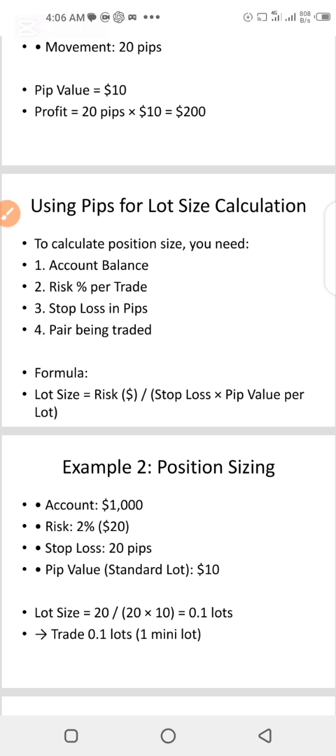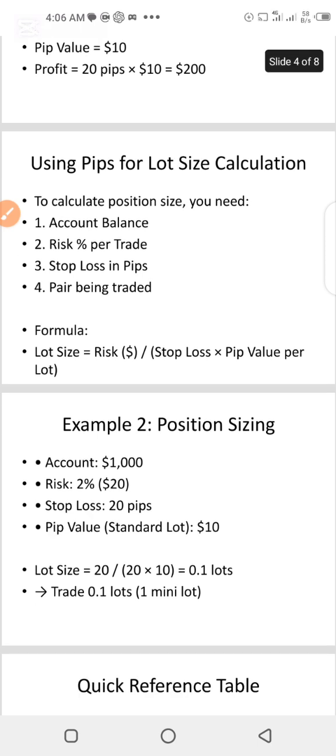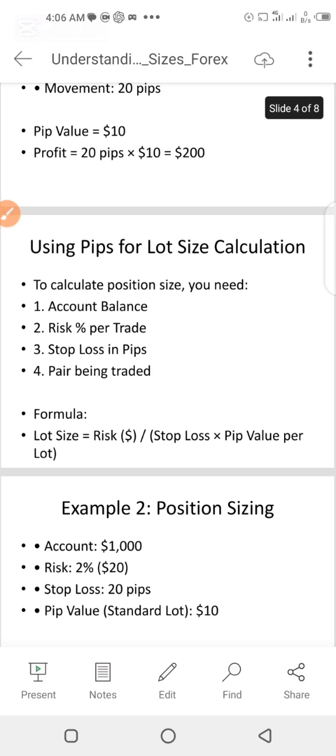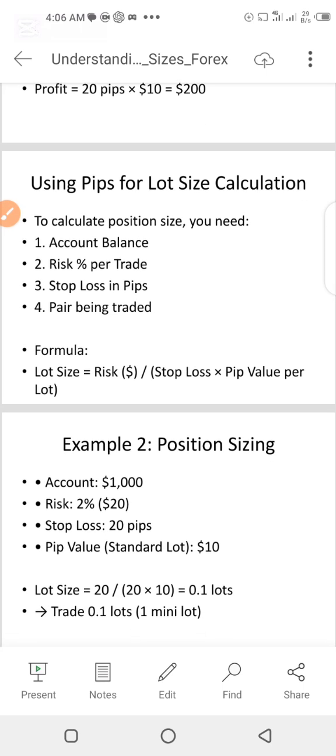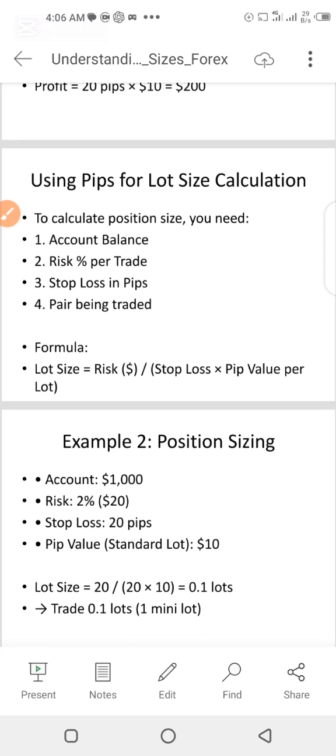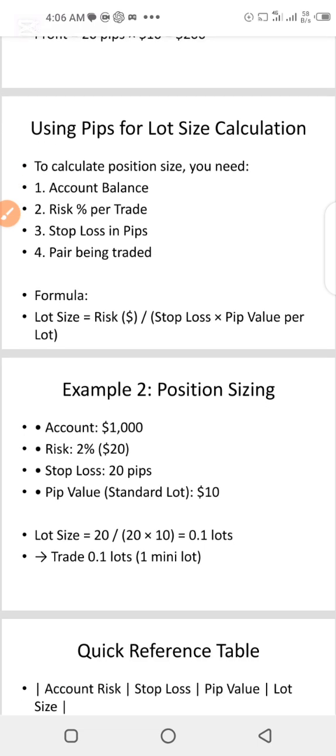Account balance, your risk per trade: what am I risking in this trade? My account balance is $100 and I want to risk $5. That will give you the pips you are going to lose. And then the pair being traded. This is the formula to calculate it: lot size equals risk divided by stop loss times pip value per lot.